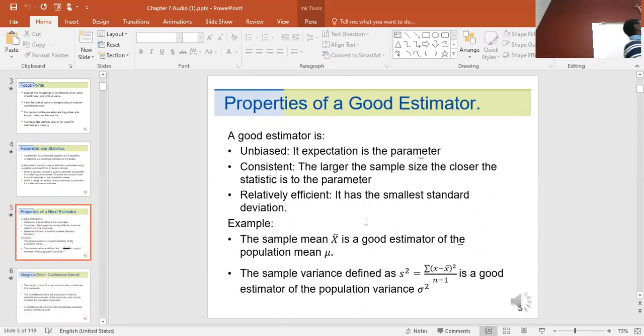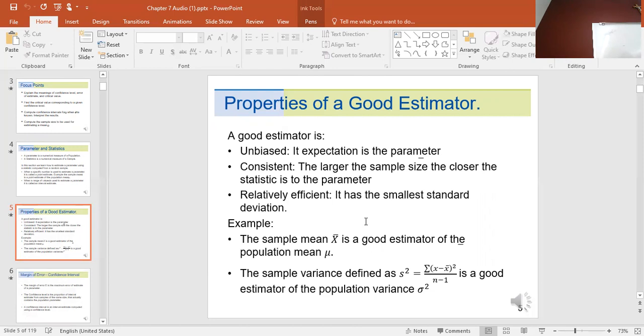So the properties of a good estimator are listed here. It should be unbiased. Unbiased means that its expectation is the parameter. That's a nice way to put it. That is, the expected value of your estimator should equal the parameter.